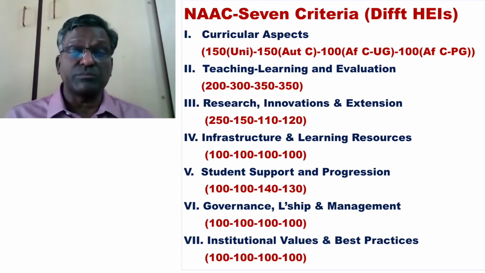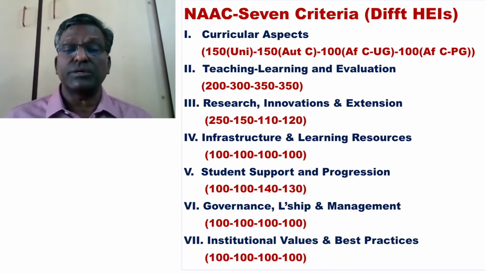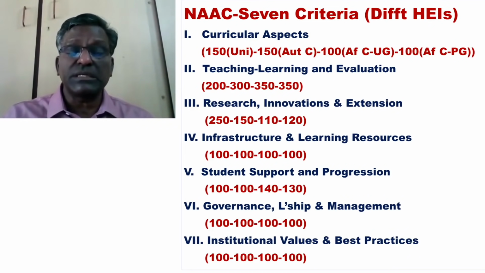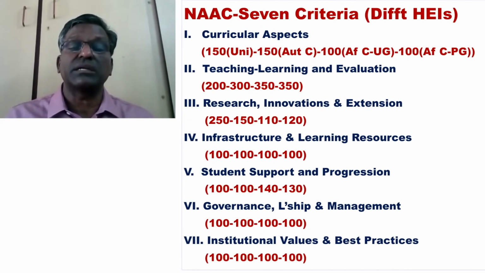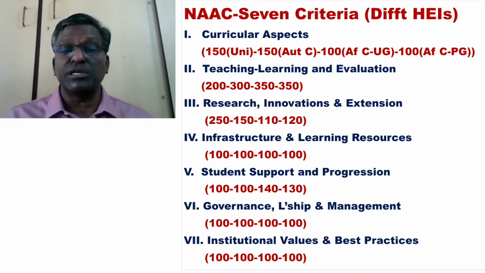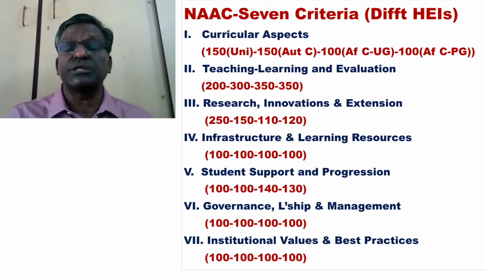Whereas when we come to the third criterion, now in my earlier presentation, when I talked about the differences between colleges and universities, I made this point very clear. In colleges, the primary focus is teaching, whereas in the case of universities, the focus is research. So when we talk about the third criterion, for universities, the weightage that is allotted is 250. Now, for affiliated colleges, UG and PG, it is only around 110 and 120, which means universities have more than double the weightage of what is allocated to affiliated colleges.